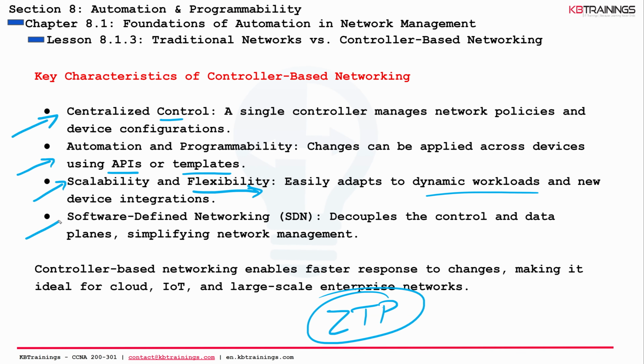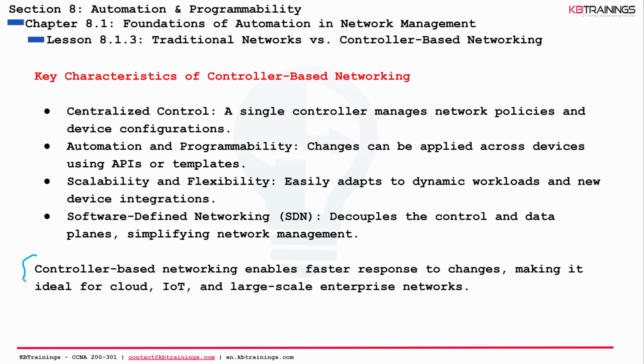We have SDN, or software-defined networking. This is going to decouple the control and the data planes, simplifying network management. Again, we're going to cover control plane and data plane in our next lessons, and this will make sure that all the control is done by the SDN controller, and the device only does the data plane. So controller-based networking enables faster response to changes, making it ideal for cloud, IoT, and large-scale enterprise networks. It's more about scalability, and if you have a lot of devices to manage, it's much easier when you do it with a controller-based network.